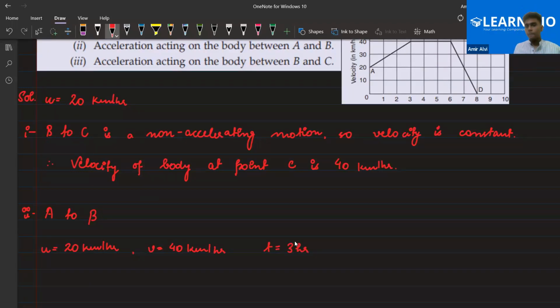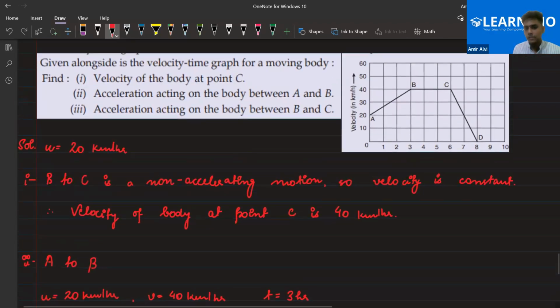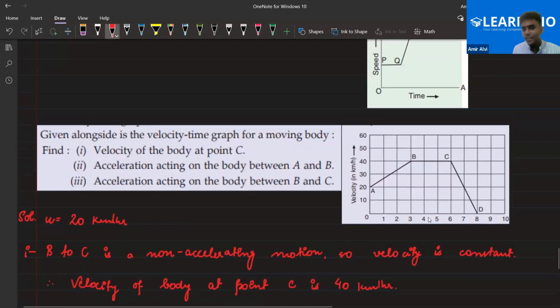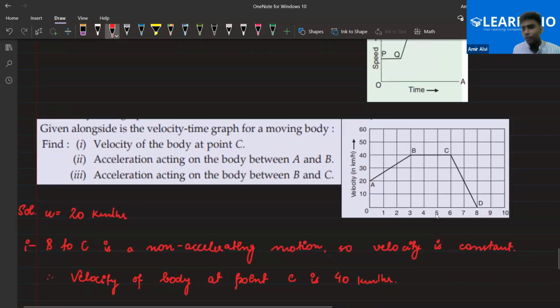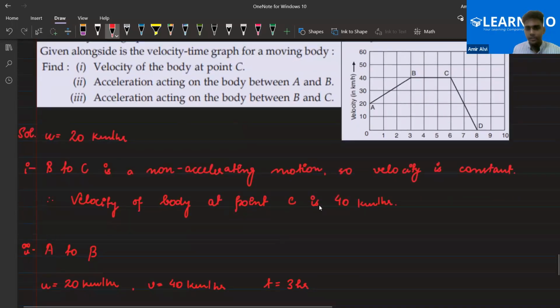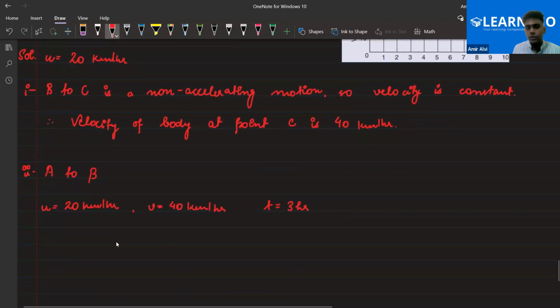Is this clear to all of you? Yes, sir. Okay. So basically time is given in hours. Actually, when I took the screenshot of that, it got missed out. So that's why time is given in hours. Sorry for that. The time is given as 3 hours. So this is 3 hours.